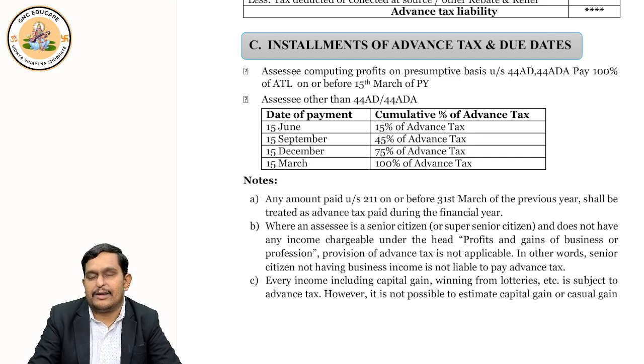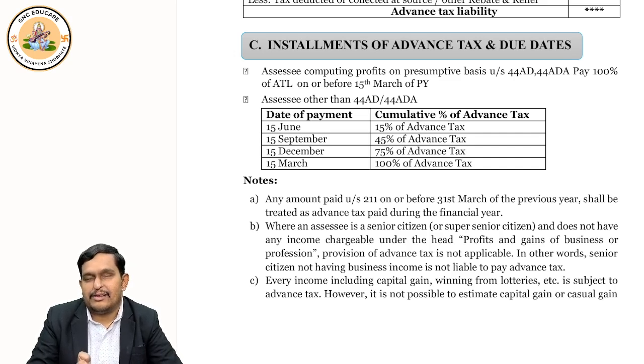But suppose you are not covered under 44AD, not filing return under 44ADA, then what? Then you have to pay advance tax in 4 installments: 15th June, 15th September, 15th December, 15th March. How much should you pay? They simply said that till 15th June, 15% of the tax. Till 15th September, 45% of the tax. Till 15th December, 75% of the tax. Till 15th March, 100% of the advance tax. So these are all the advance tax rules.